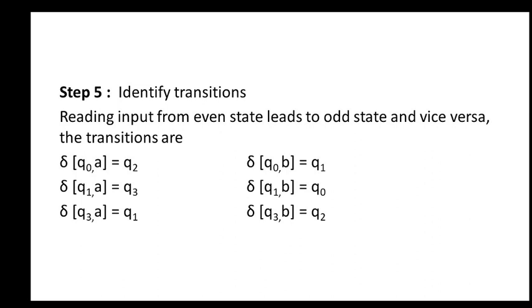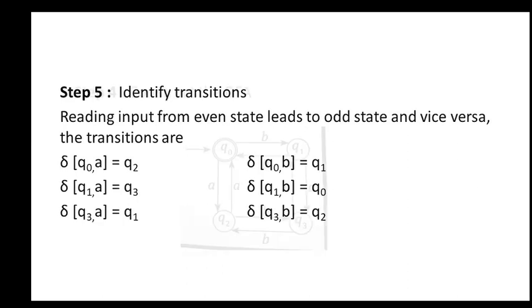The transitions will be like this. The transition from Q0 on A is Q2. Then the transition from Q0 on B is Q1. The transition from Q1 on the input symbol A is Q3. The transition from Q1 on the input symbol B is Q0. The transition from Q3 on the input symbol A is Q1. The transition from Q3 on the input symbol B is Q2.